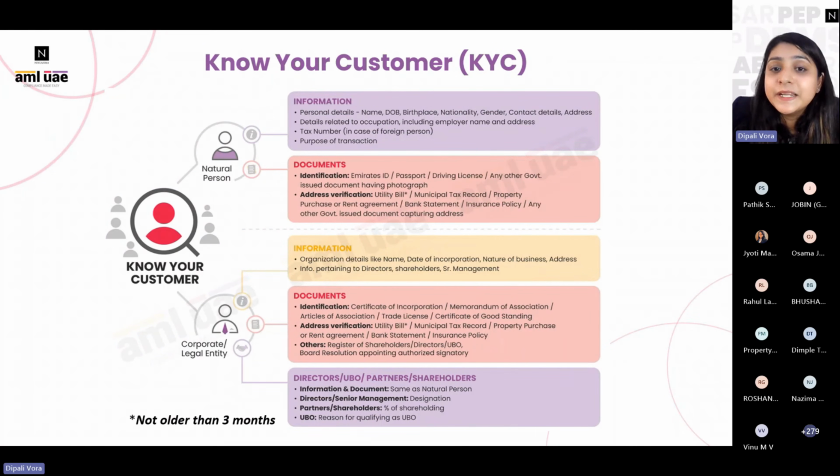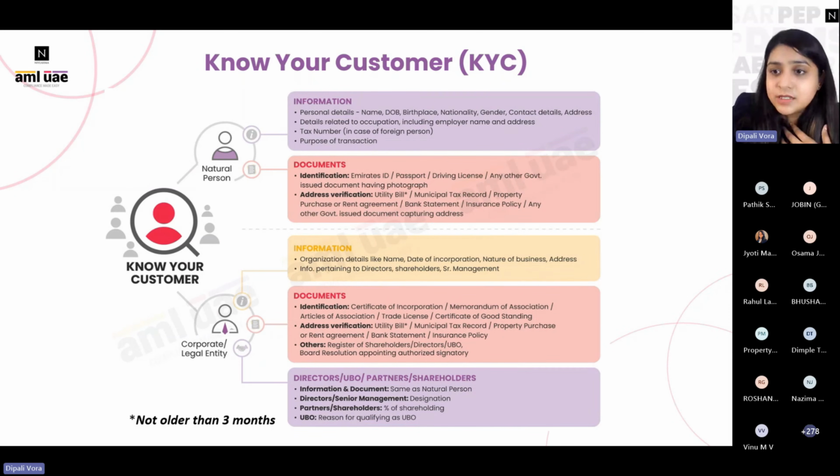When the utility bill and bank statement are not available, only then go for a municipal tax record. This is a suggestion: always go for a utility bill or bank statement rather than going for a municipal tax record or property purchase or rental. In case you're going for those documents, make sure that the validity of that particular document is correct.